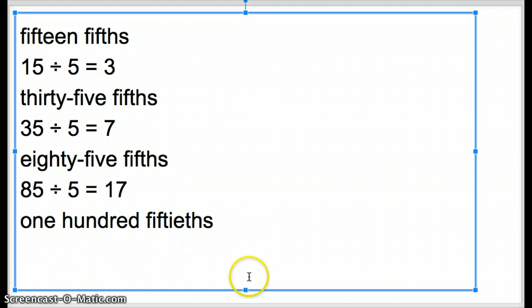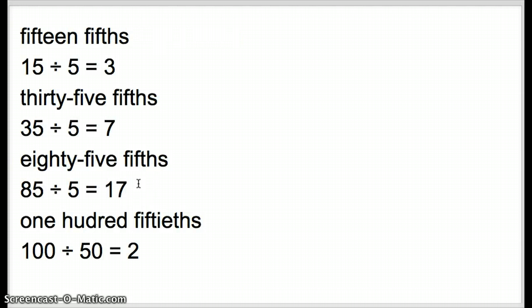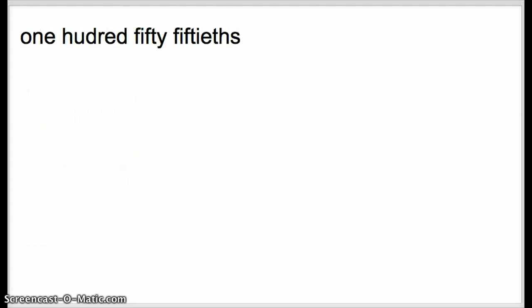100 fiftieths. So 100 over 50. What would that be as a division? You should be able to get that fairly quickly. Everyone should be able to say 100 divided by 50 equals 2. 150 fiftieths. 150 over 50. So the division problem would be 150 divided by 50 equals 3.